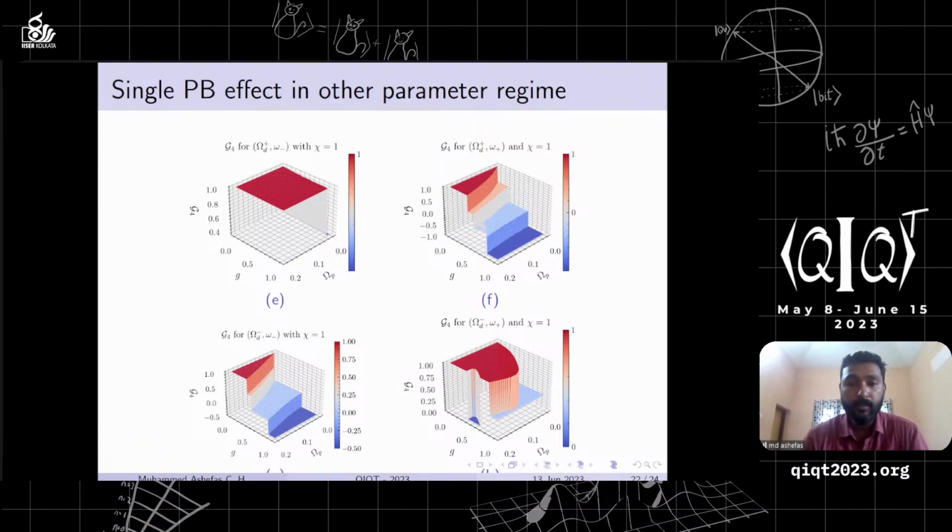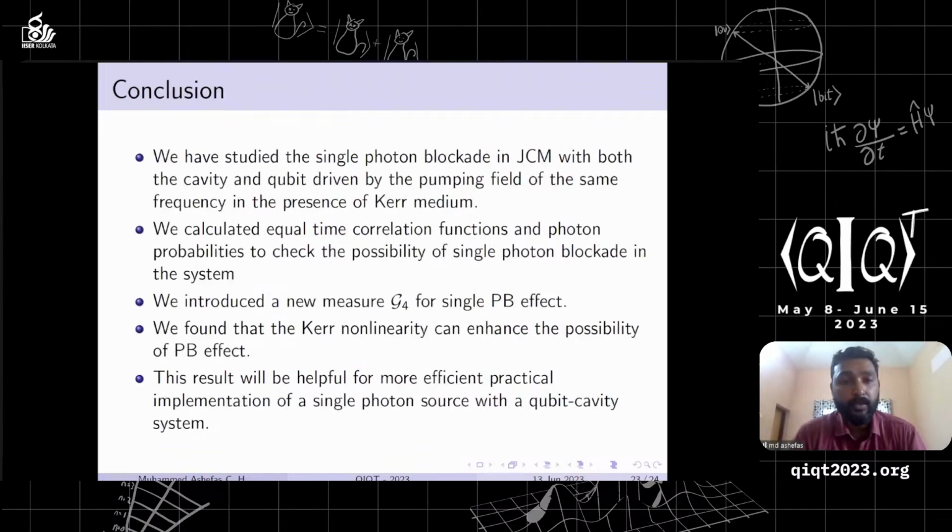So this is our work. The main conclusion is that we have studied the single photon blockade in JCM with both cavity and qubit driven by a pumping field of the same frequency in the presence of a Kerr medium. We calculated equal time correlation functions and photon properties, checked the possibility of single photon blockade, and introduced a new measure. We have illustrated that this measure works and it can be used as a measure of the photon blockade. This result will be helpful for more efficient practical implementation of single photon sources with qubit cavity systems. Thank you.